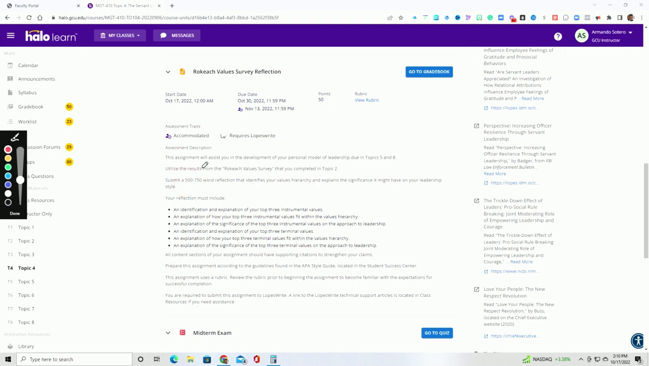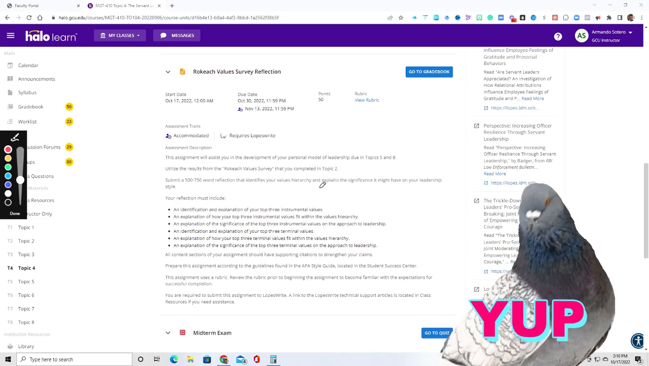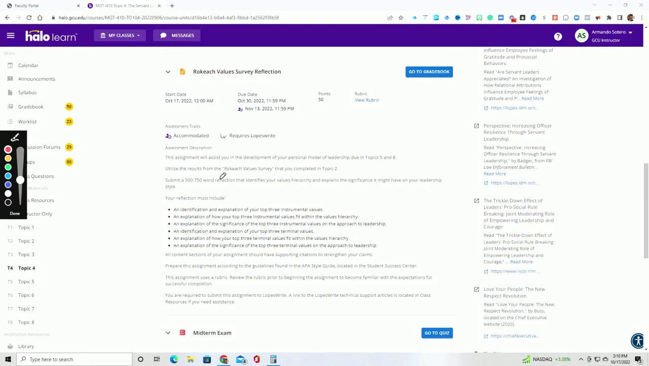Now, if you're a student who needs more than 750 words to complete the reflection, that's okay. I don't deduct points for going over the word count. I only deduct points if you are under the minimum word count. So you want to reflect back to topic 2. We completed that survey with the Rokeach value survey, and you listed your top 3 instrumental and top 3 terminal values. That's where this paper is connected to.